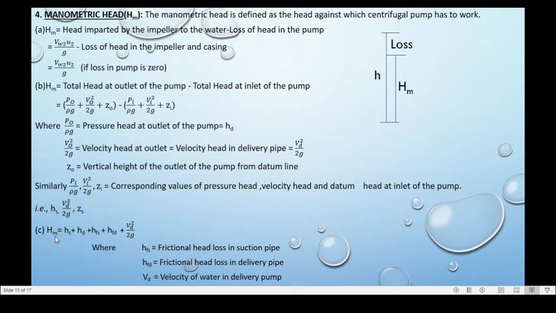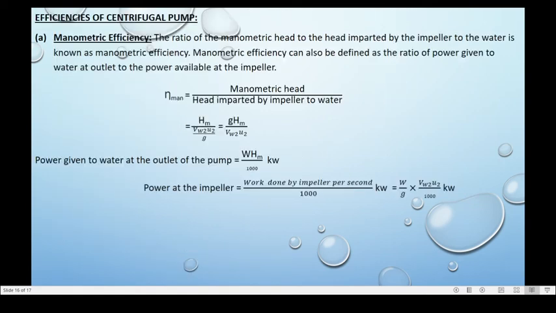Next, Hm can also be defined as Hs plus Hd, that is suction head plus delivery head, plus Hfs and Hfd. These are the two new terms, and they are the friction loss in suction and the friction loss in delivery, plus Vd square by 2g. Okay? So Hfs is the friction head loss in the suction pipe, Hfd is the friction loss in the delivery pipe, and Vd is the velocity in the delivery pipe.